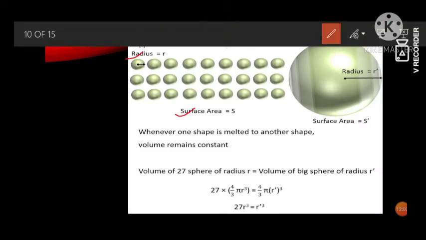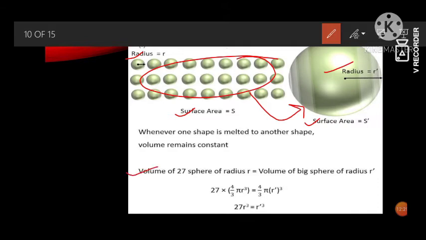And the surface area is s. These all are combined, that is, melted and transformed into one big sphere with radius r dash and surface area s dash. So on melting, the volume of the 27 spheres should be equal to the volume of the big sphere. So here on melting, we will use only the volume part.